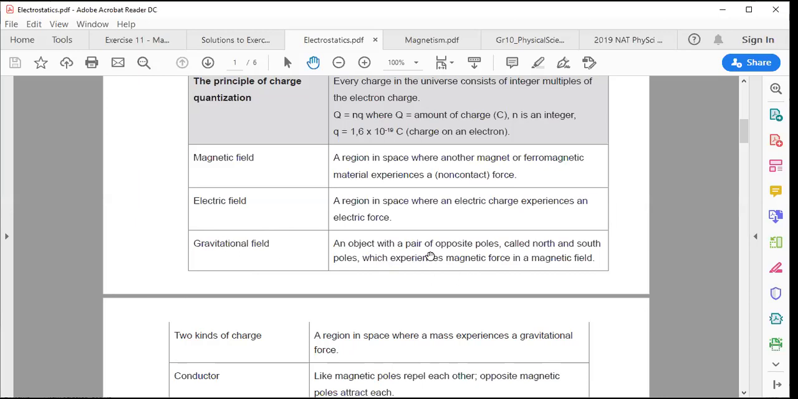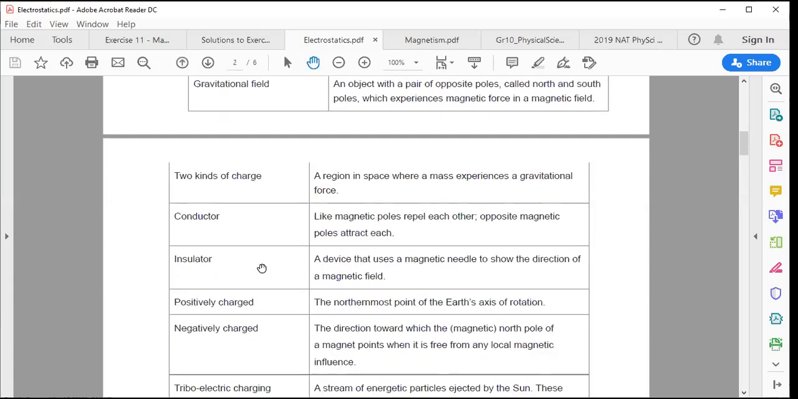So an object with a pair of, no, this is also incorrect here. It's a region in space where an object that has mass will experience a gravitational force. This one is not right here. This was swapped with the magnetic one. So an object with a pair of opposite poles called north and south, which experience a magnetic force, this should be magnetic. It's explaining magnetism because of north and south. It's not gravitational field. Then we move on to the next one.